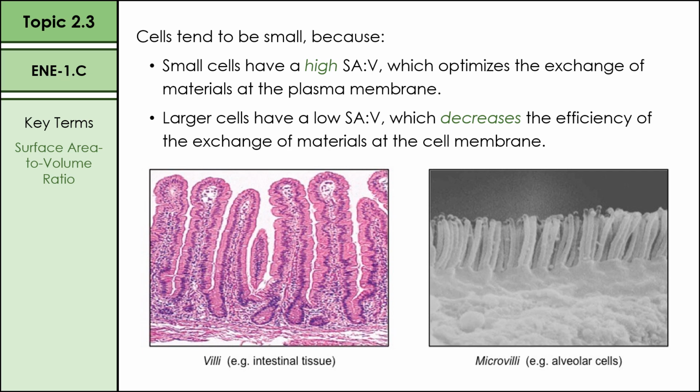They prioritize a high surface area to volume ratio, which means that that ratio is going to be a larger number. This optimizes the exchange of materials at our plasma membrane. And because having a low surface area to volume ratio decreases our efficiency overall.